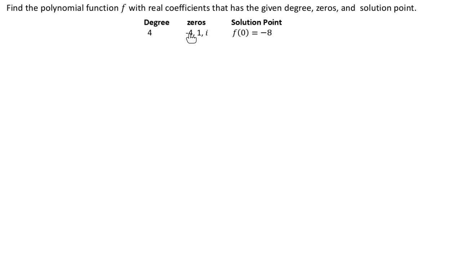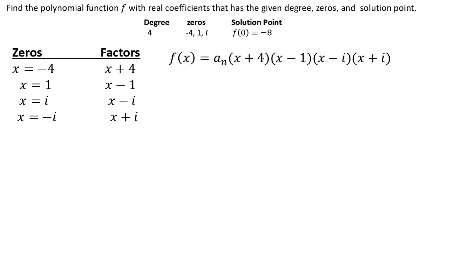Would it be a positive 4, a negative 1, or a negative i? Remember that your imaginary numbers have to come in pairs, so that means we're missing a negative i. So your fourth zero is negative i. First we get the factors: x plus 4, x minus 1, x minus i, and x plus i.